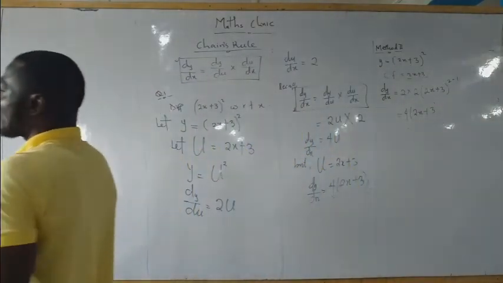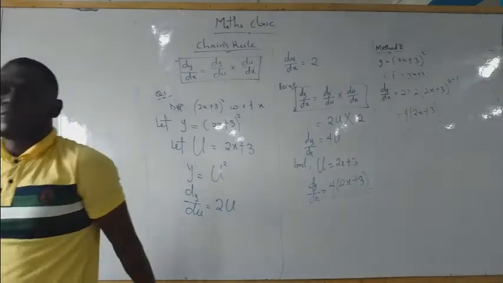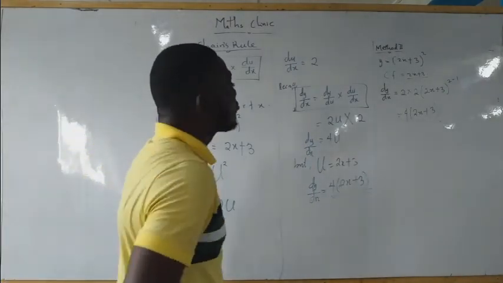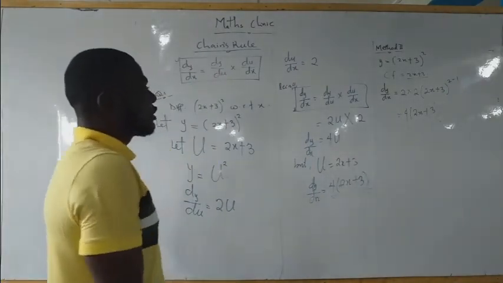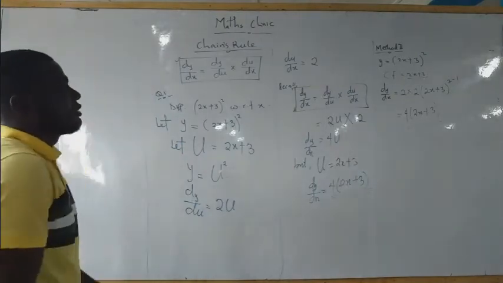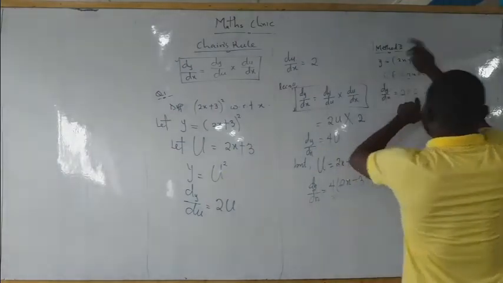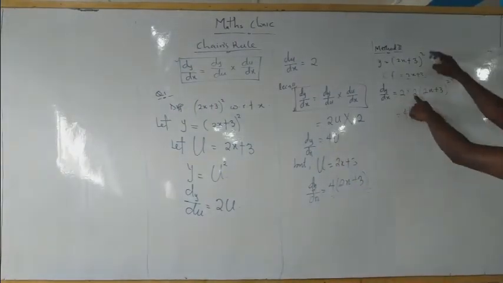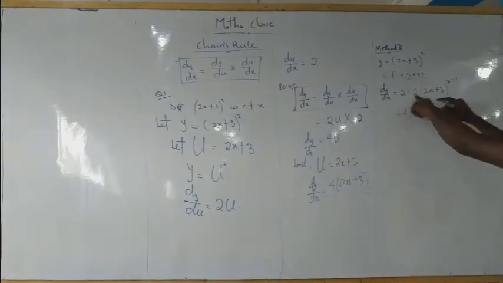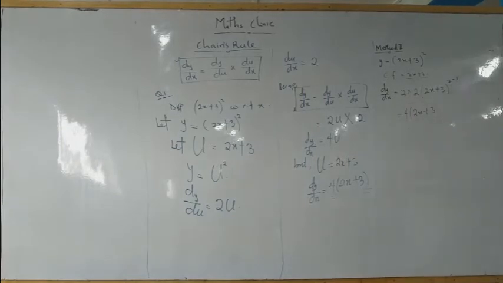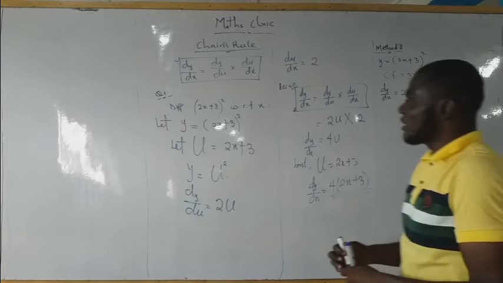Differentiate your core function. What you have in the bracket is what we call the core function. Then use your normal differentiation again. We have x becoming the coefficient. Then this minus 1, minus 1 is constant. Very, very constant.